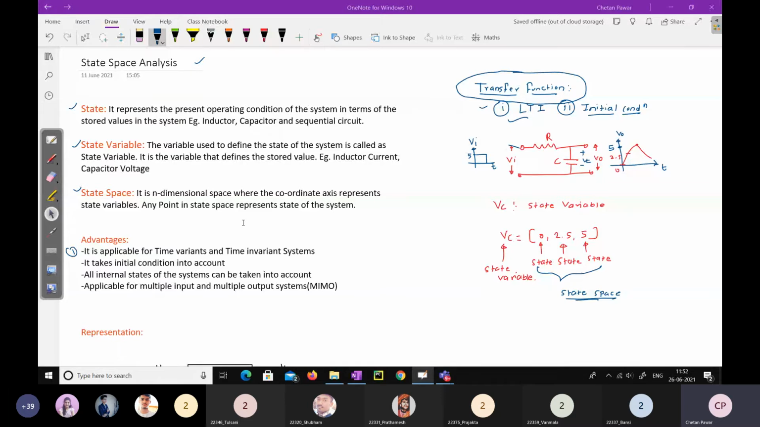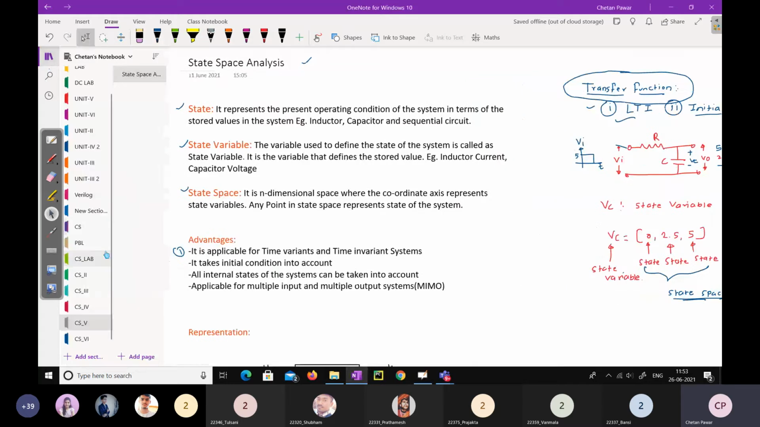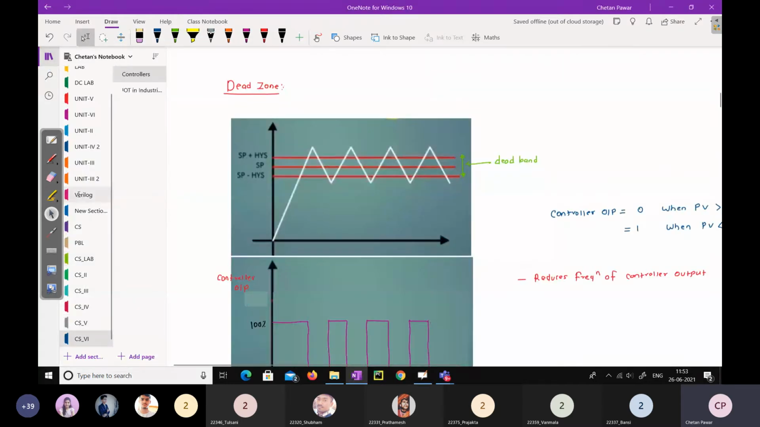Okay. The state space analysis. Any doubt here? If you have any doubt, you can ask me. Otherwise, we can move to unit 6. Unit 6 is also very easy and very short. No doubts? Okay. So let us start unit 6.